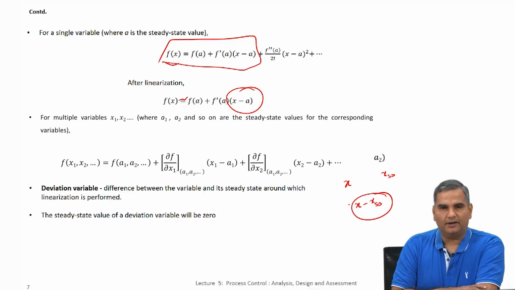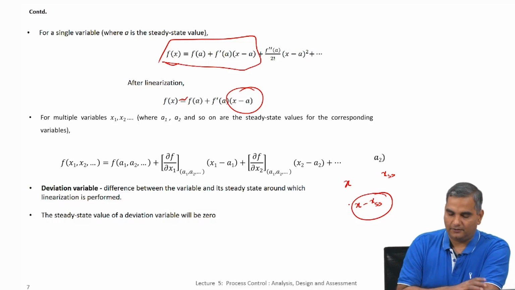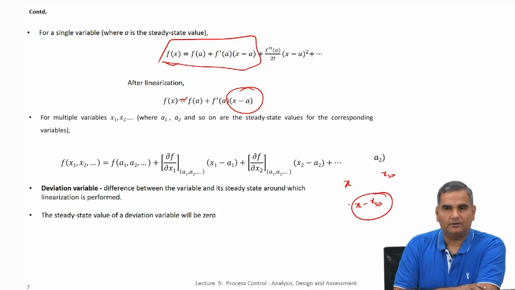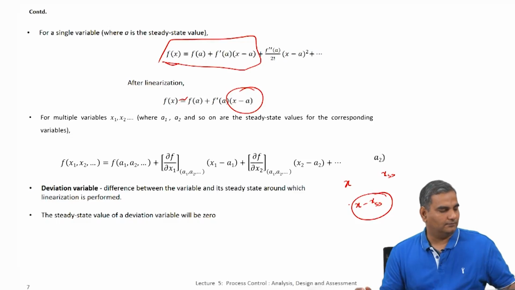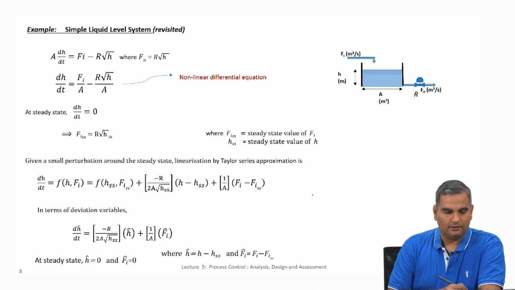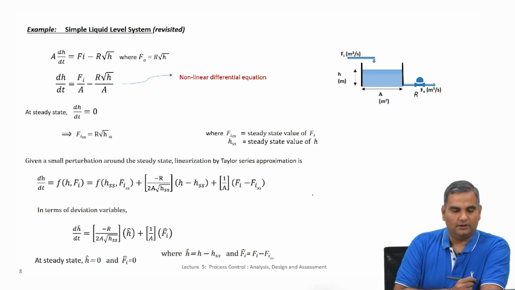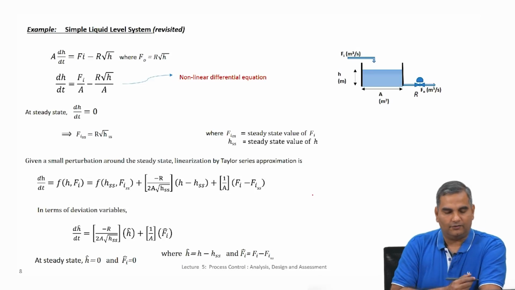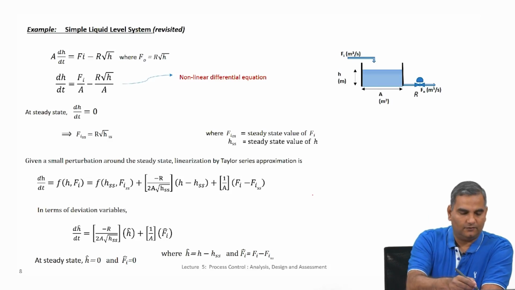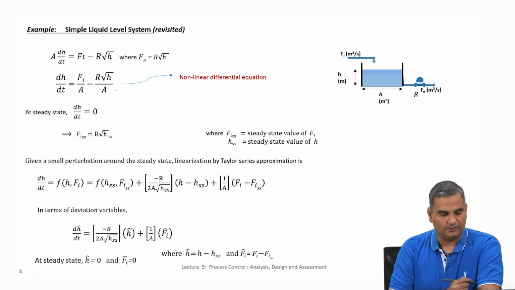That is why we call this the deviation variable. From a control viewpoint, writing the equations in terms of deviation variables is very useful because it simplifies the equation tremendously. So, let us go back to the liquid system example and see how this works out. I have these equations: dh by dt is fi minus f naught, where f naught is r root h, and we got this nonlinear differential equation.